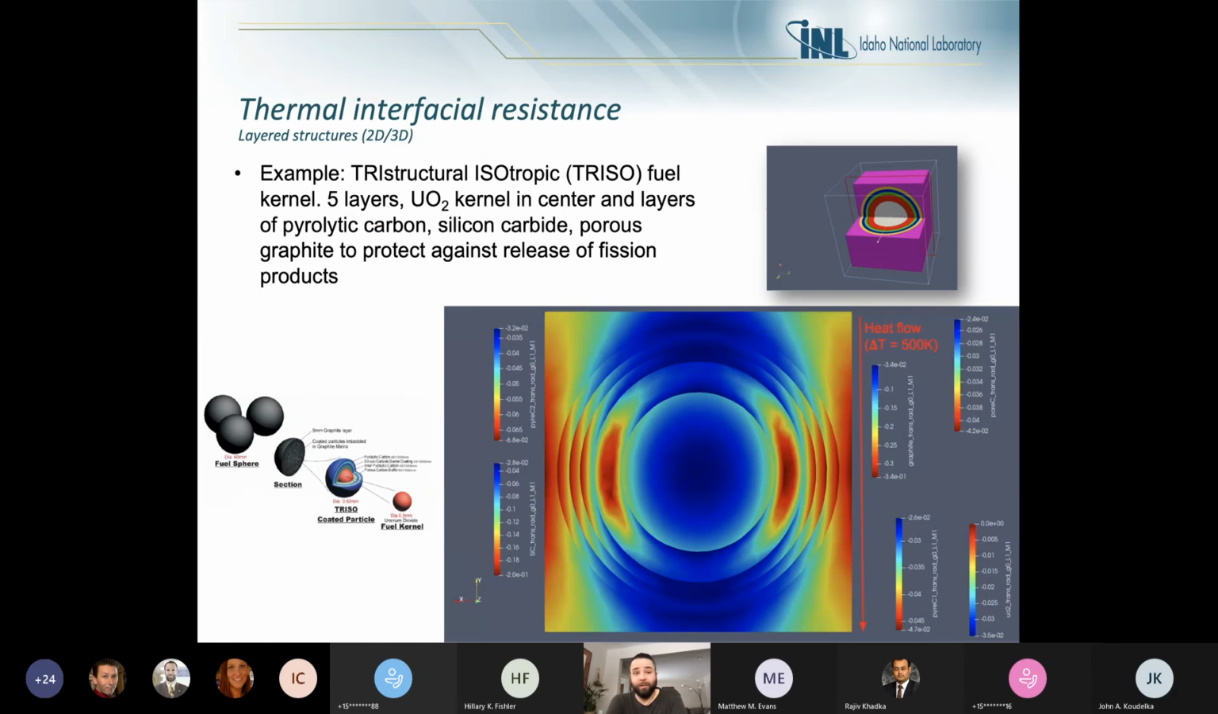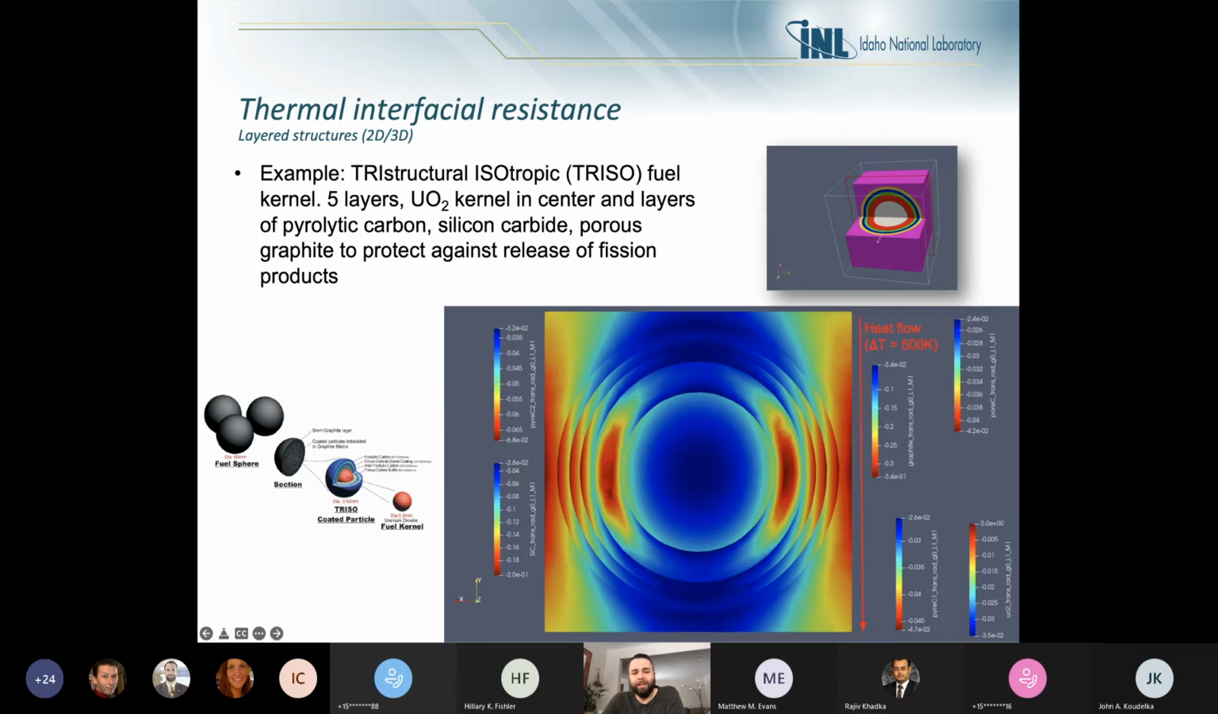Now, continuing on this thermal interfacial work, I mentioned that we use TRISO fuel in a lot of the new reactor designs, microreactors especially. This TRISO fuel is layered, with layers of carbon and pyrolytic carbon that contain a kernel of uranium dioxide, and those layers are there to help. Number one, as a barrier to fission products. As we're fissioning uranium, we don't want free floating fission products. So we protect against that with silicon carbide, pyrolytic carbon, and graphites.